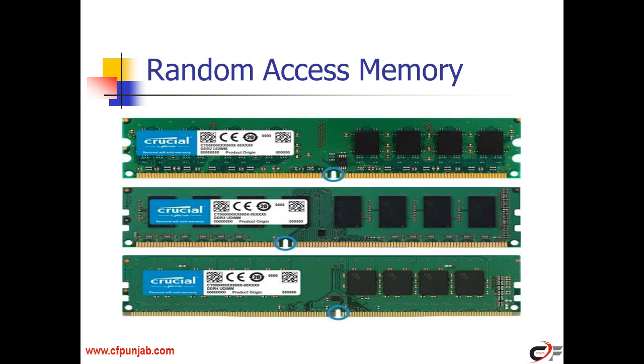Random access memory is the internal memory of the CPU for storing data, program, and program result. It is a read-write memory which stores data until the machine is working. As soon as the machine is switched off, data is erased. That's why it is a volatile memory.